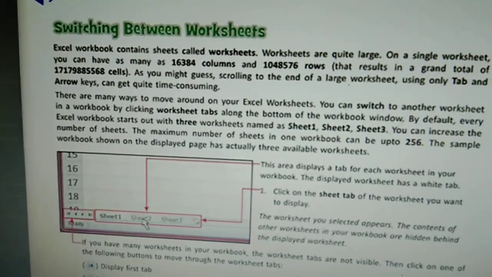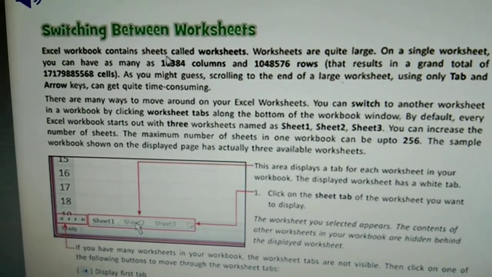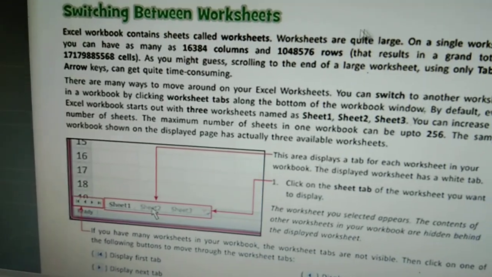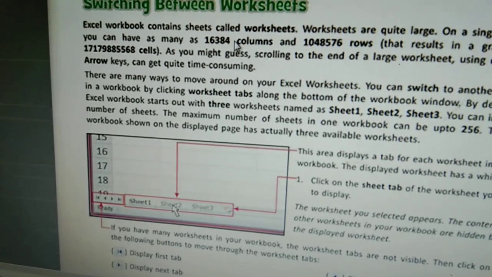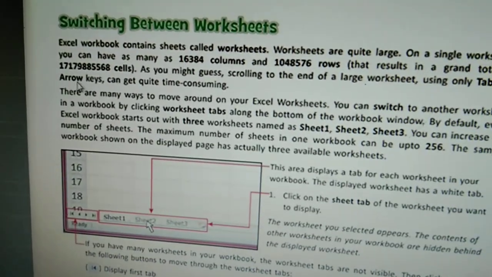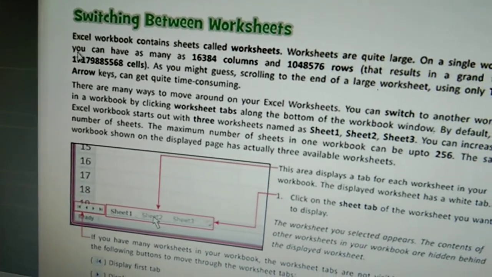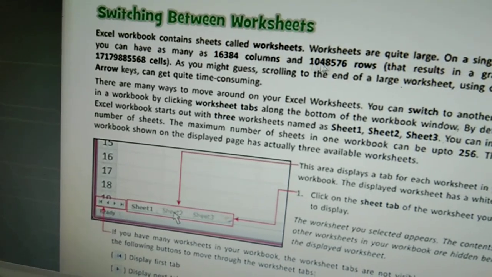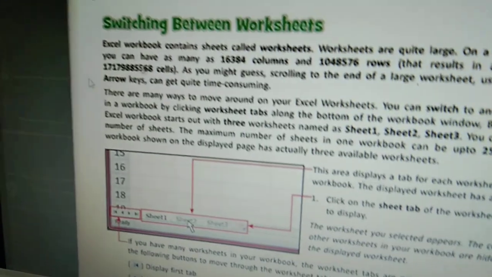This is how we can rename. Now look at your book again. This topic was switching between worksheets. Then it is written that Excel workbook contains sheets, also called worksheets. Worksheets are quite large. We already told you that one sheet has 16384 columns and 1048576 rows. So it becomes this many cells. You need not learn the number of cells, just learn the number of columns and rows. If we multiply columns and rows, we get the cells, right?